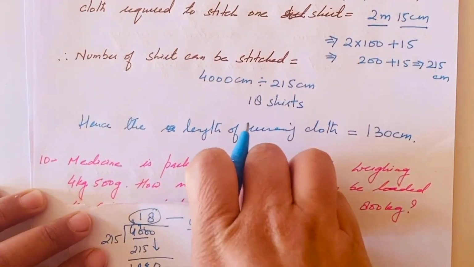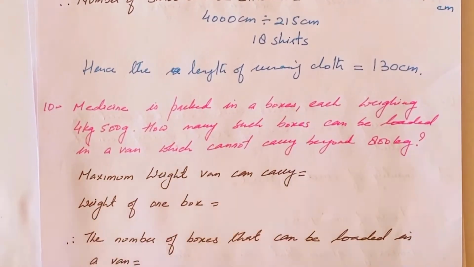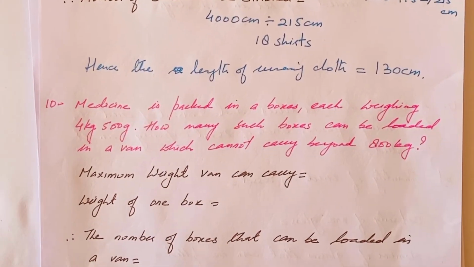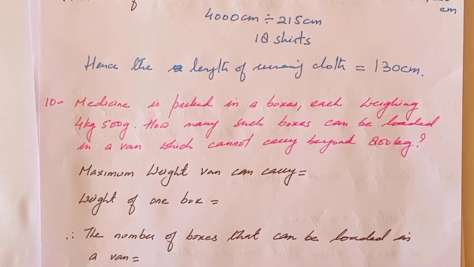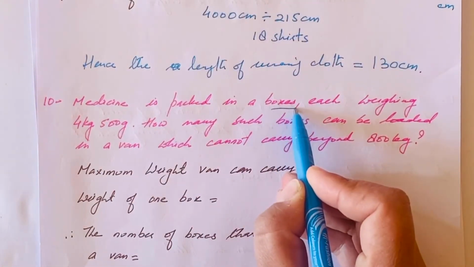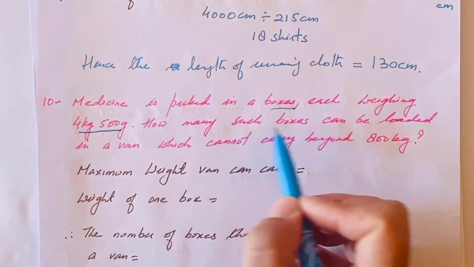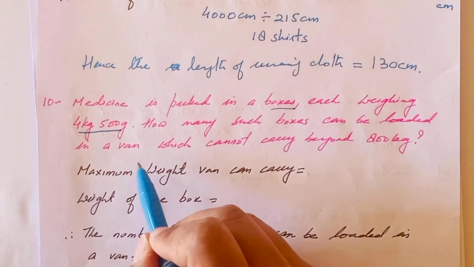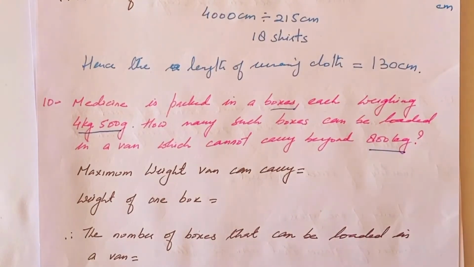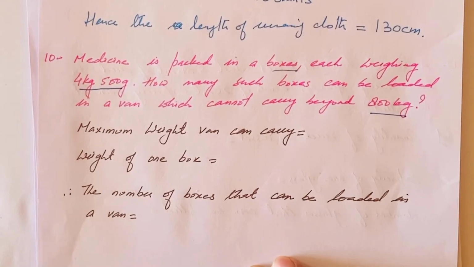Okay, so let's move on to question number 10. It says medicine is packed in boxes, each weighing 4 kg 500 gram. The weight of each box is 4 kg 500 gram. How many such boxes can be loaded in a van? We have to load these boxes in a van which can carry 800 kg. So we have to find how many boxes we can load in this van.